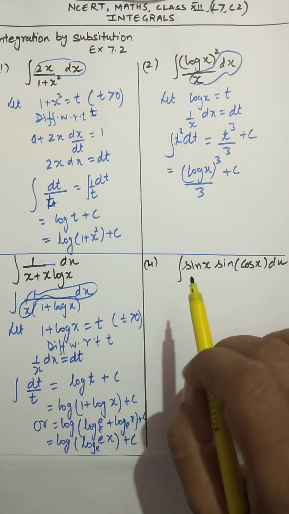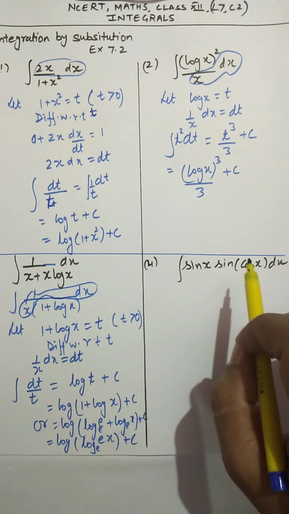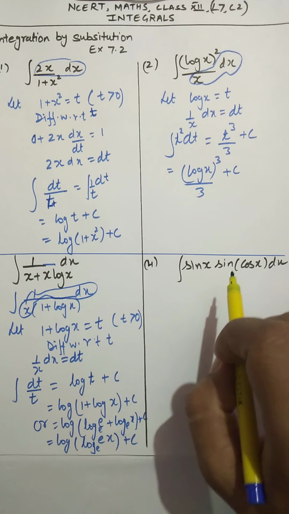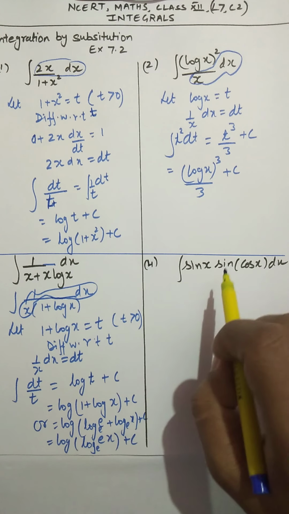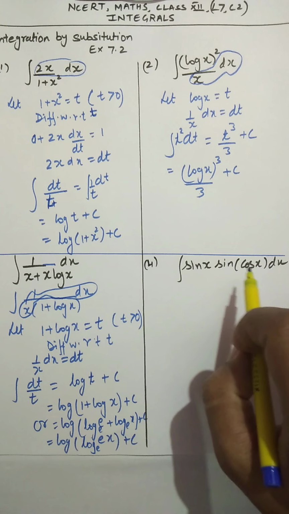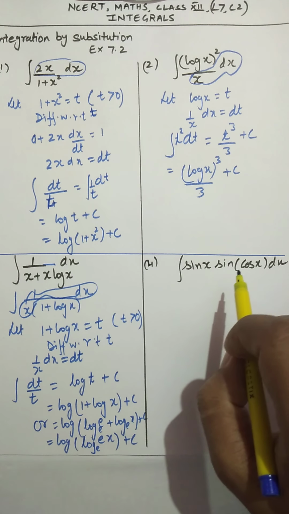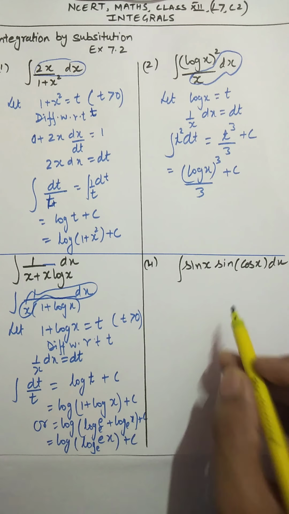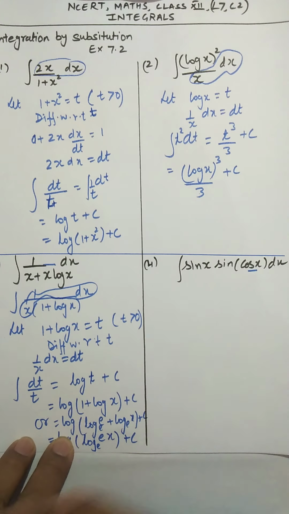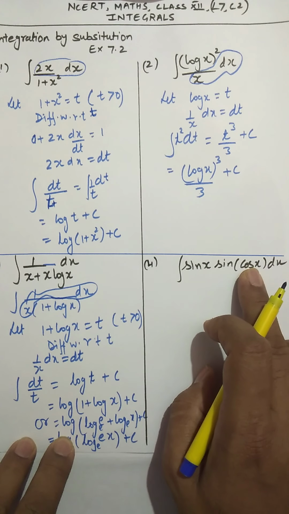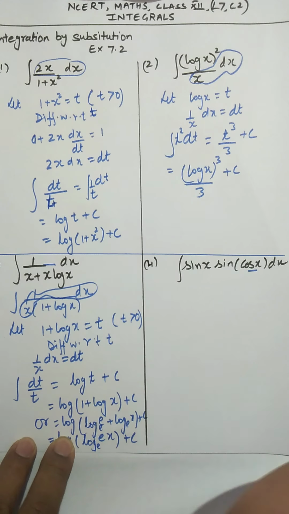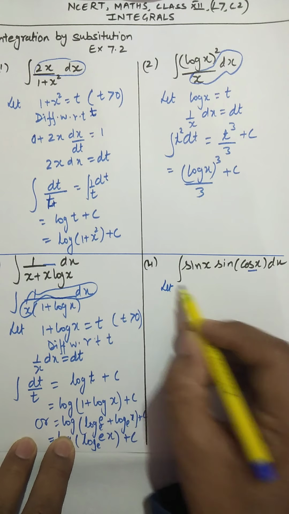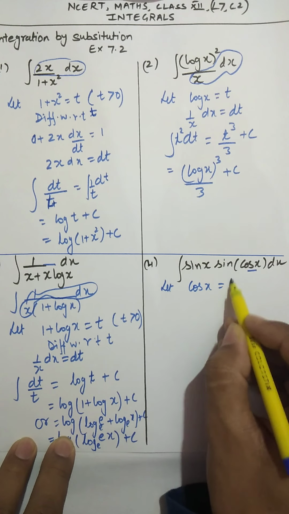Now see question number 4. This is sin x into sine, and this is cos x. So this is the composition of function sine, and you have used this composition while you were using chain rule in differentiation. So you have to think, if I put cos x as t, then differentiation of cos x will be sine. So I can use this, let cos x is equal to t.